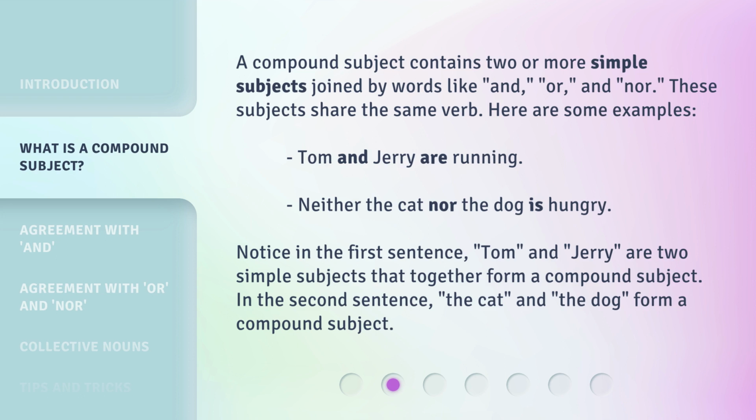A compound subject contains two or more simple subjects joined by words like and, or, and nor. These subjects share the same verb. Here are some examples. Tom and Jerry are running. Neither the cat nor the dog is hungry. Notice in the first sentence, Tom and Jerry are two simple subjects that together form a compound subject. In the second sentence, the cat and the dog form a compound subject.